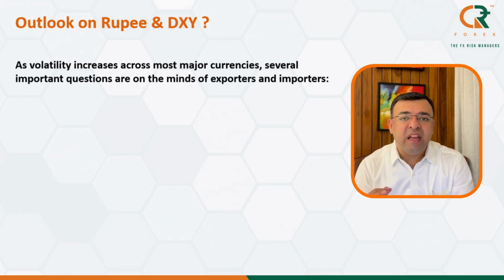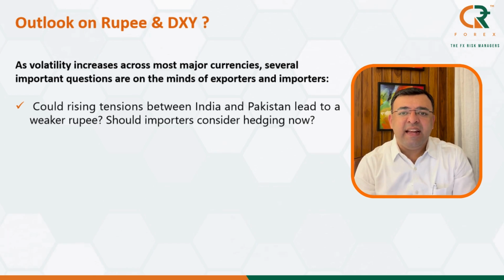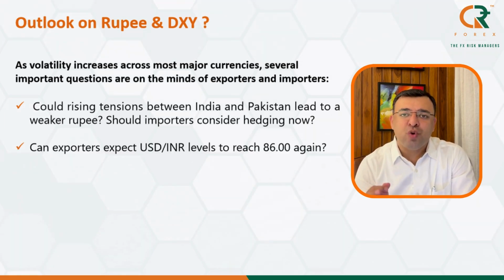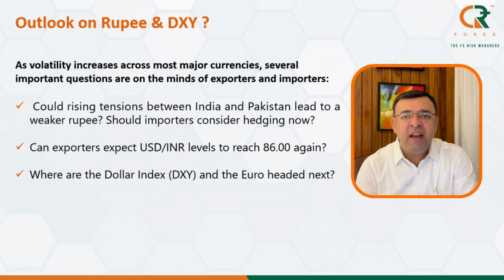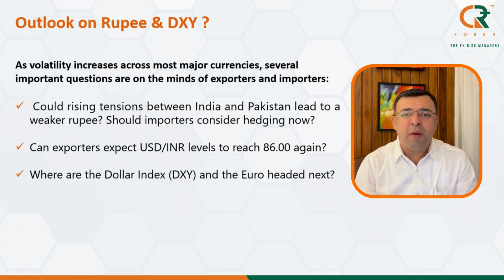As volatility increases across different currencies, a few questions are on the minds of exporters and importers. Can the rising tension between India and Pakistan make the rupee weaker? Should importers consider hedging at the current level? Second, can exporters get an 86 kind of a level? Third, where are the dollar index and euro headed for the next few weeks? In today's presentation, we are going to answer all of the above questions.